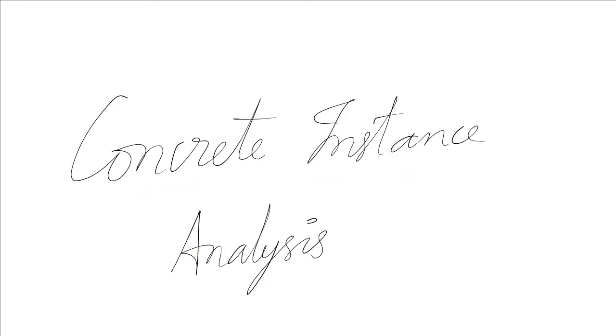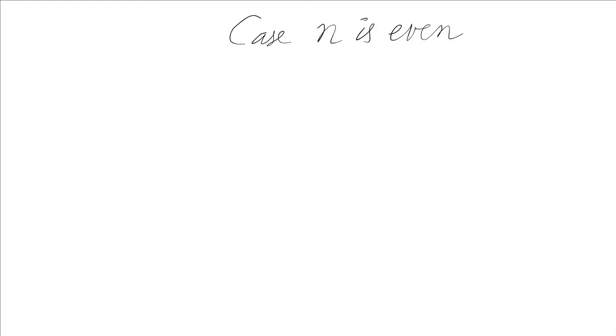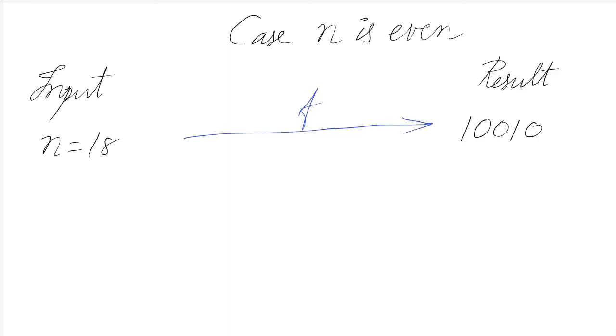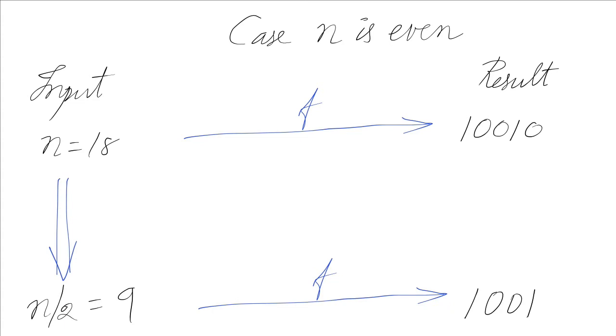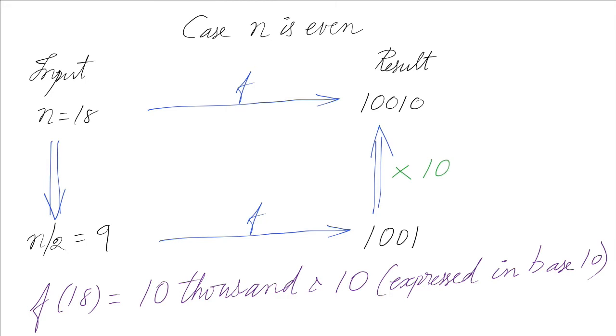Let's now look at the concrete instance analysis. We will consider the case where n is even. The input is 18. The result is represented like this in binary. In the reduction step, we divide the number by 2 and we get 9. The solution to this smaller subproblem is this. In the combine step, what do we need to do to get the final result? We need to multiply the output of the subproblem by 10. So for instance, if we are given this function of 18, it's nothing but 10,010. It's expressed in base 10.